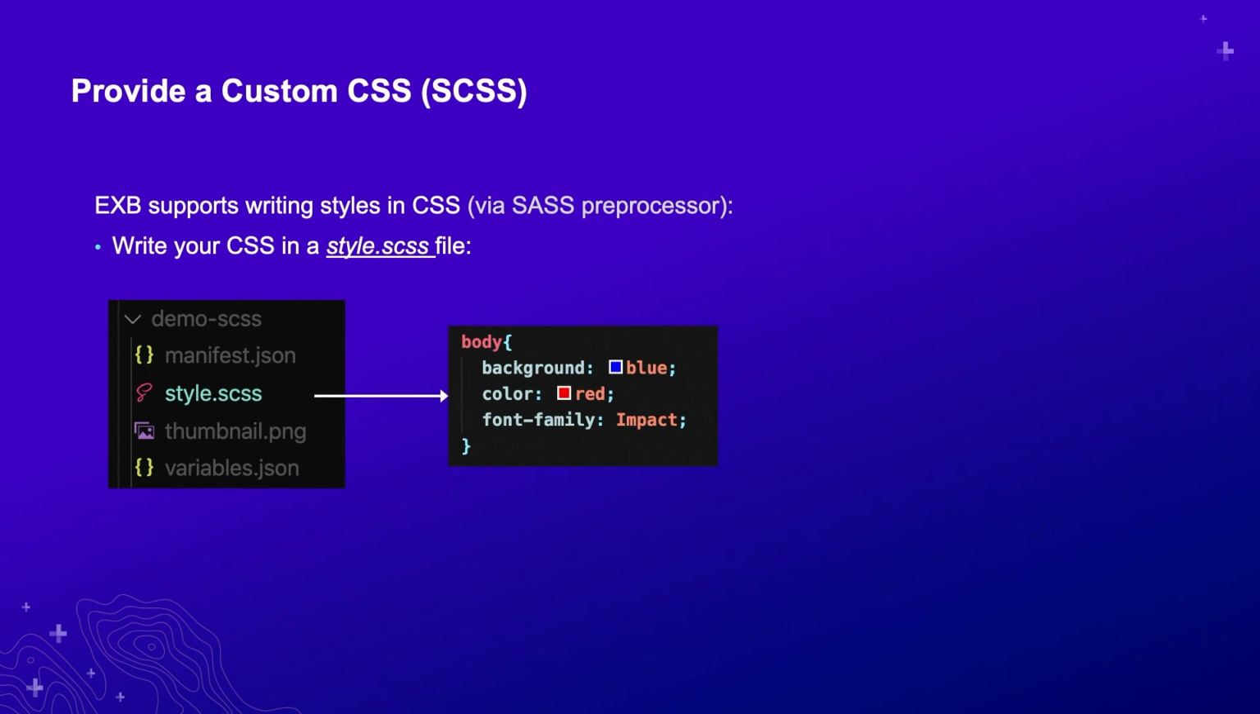The next two methods are to provide custom style sheets or style modules to the custom theme folder. The first one is more of the traditional way, which is to provide a separate CSS file in the theme folder. Basically, you can write any CSS styles in this file, and the file will be dynamically inserted into the head tag of the app. In this example, we add some simple CSS styles to the body tag to make its background blue, text red, and font this Impact font.